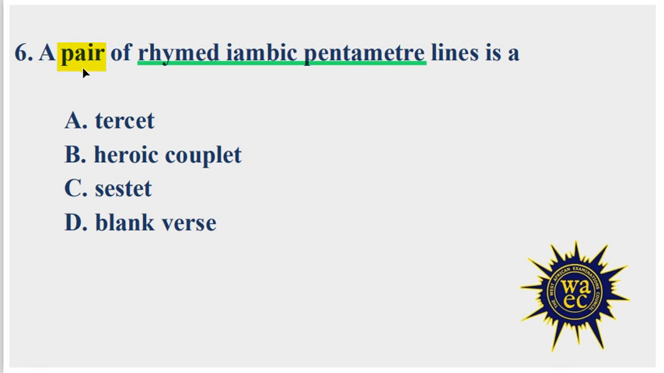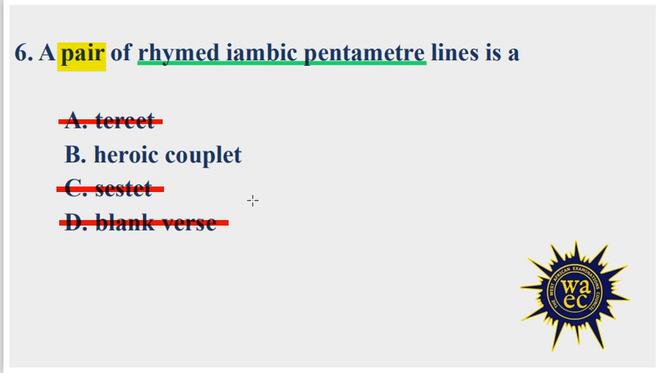Let's see option A, tercet. A tercet is a poem or stanza having 3 lines. Option B, heroic couplet. Like I explained when we treated question 2, heroic couplet is 2 rhyming lines in iambic pentameter. Option C, sestet. A sestet is a poem or stanza of 6 lines. It is very common in sonnets. Then option D, blank verse, is an unrhymed iambic pentameter.